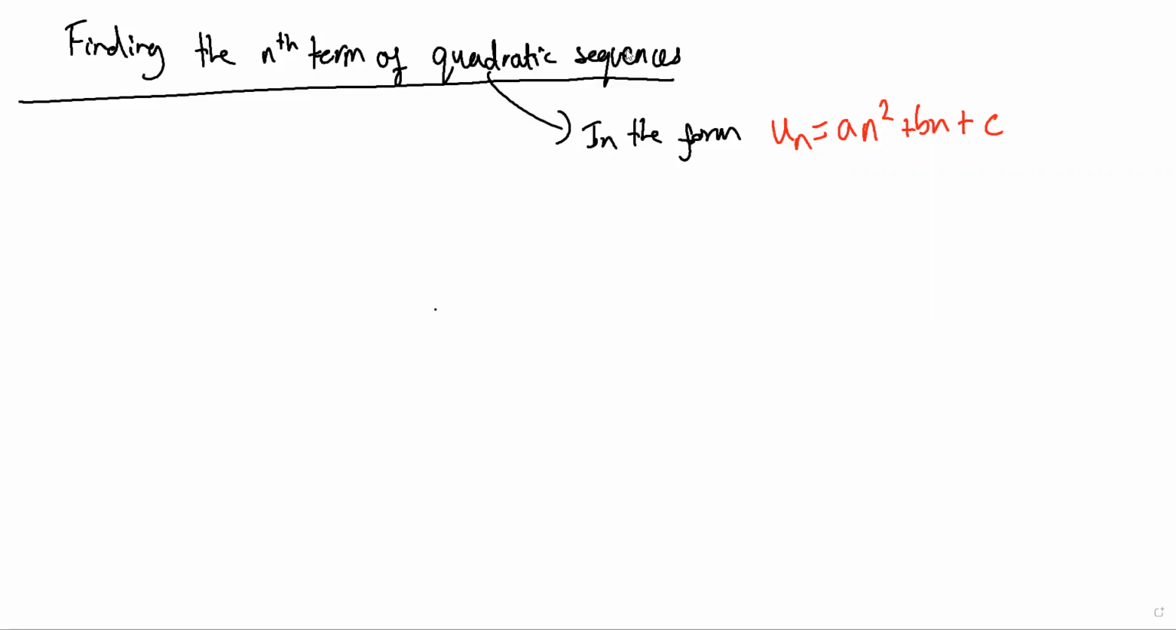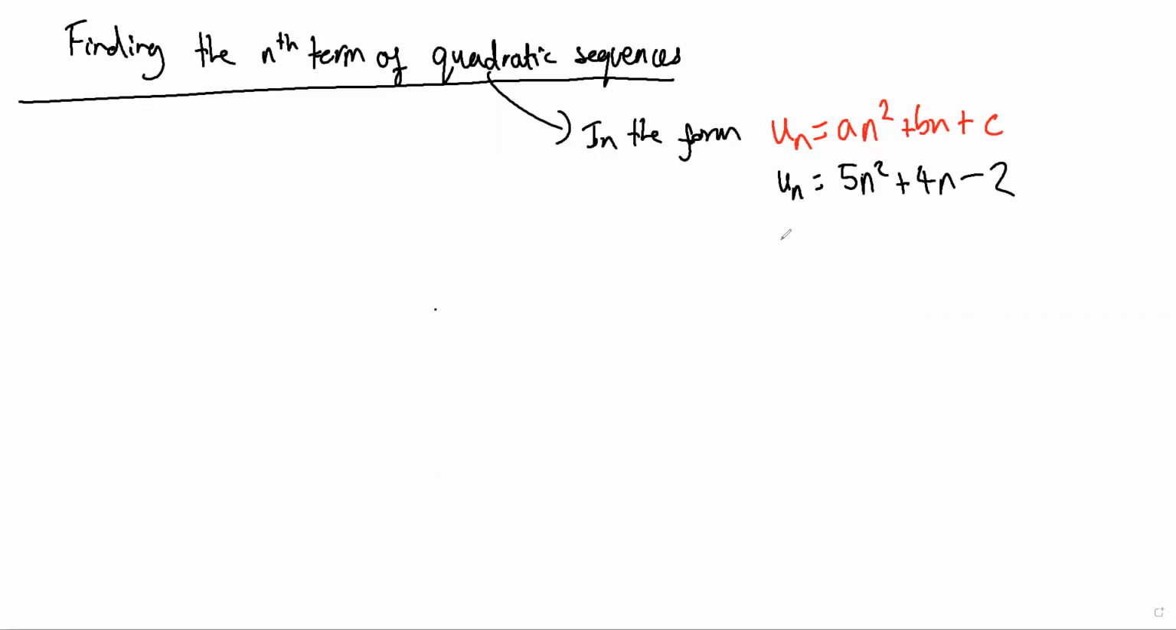Basically the definition of quadratic sequences, or the form that they're in, is this over here. So un equals an squared plus bn plus c. Now, a, b, and c are constants, so they'll just be numbers. Like, for example, it could be 5n squared plus 4n minus 2. They can be negatives too. And un is basically just a way of writing the nth term. So the nth term of the sequence is that.